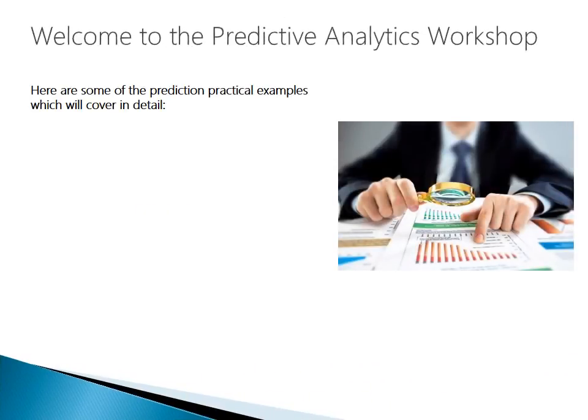Here are some of the prediction practical examples which we will cover in detail. We will robustly forecast product sales quantities, taking seasonality and trending into account. How do we construct time series analysis, ARIMA models, exponential smoothing, being able to look at considerations such as the growing, evolving trend and seasonal components in making this prediction.